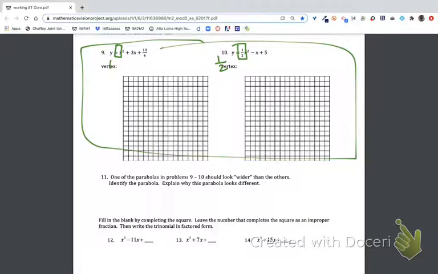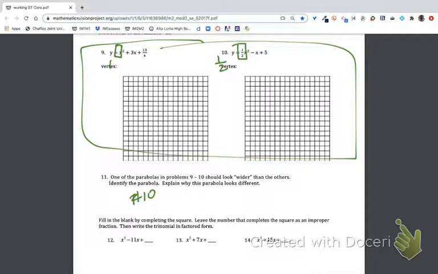If it is skinny, we would have a number larger than 1. If it's wider, it would be a number between 0 and 1. So because of that, we can say that number 10 is wider, and then it's your job to explain why.